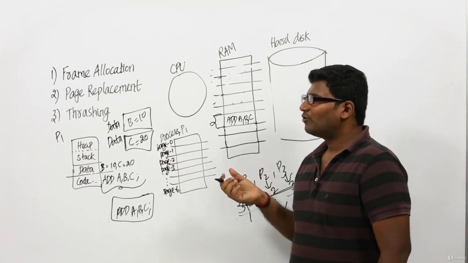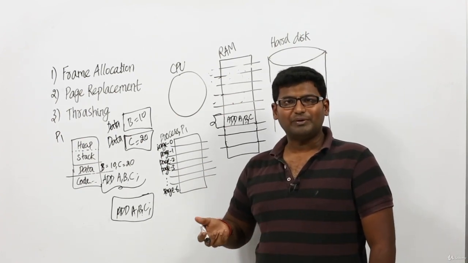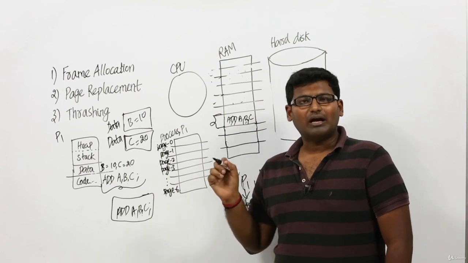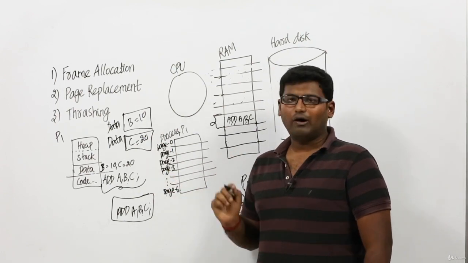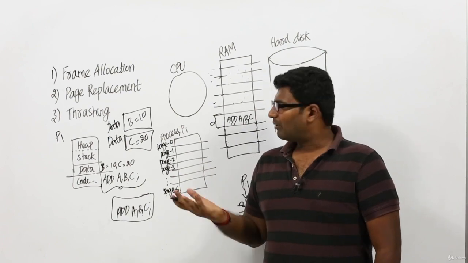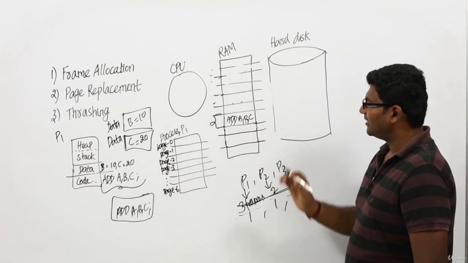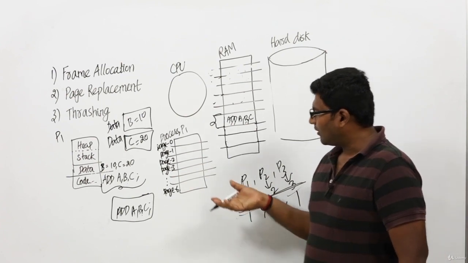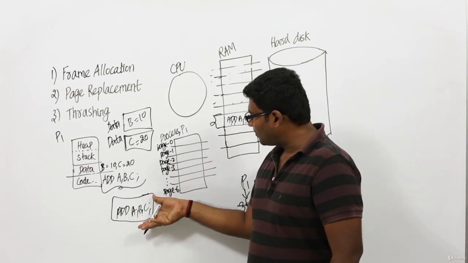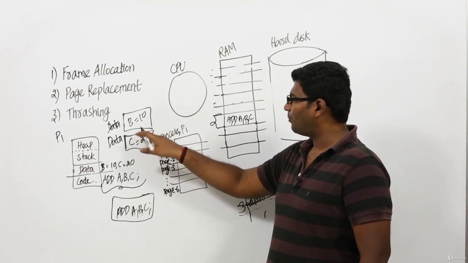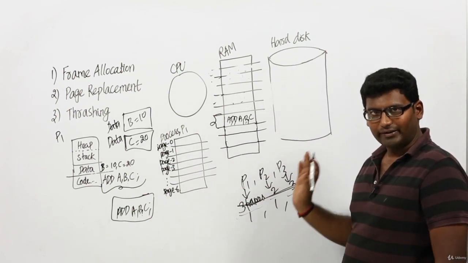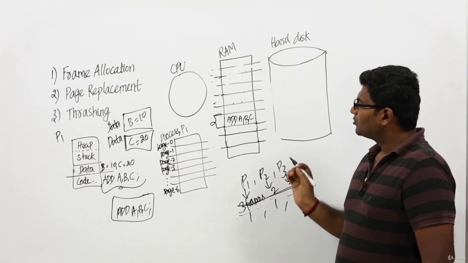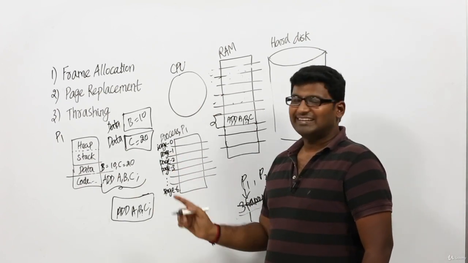Which means after going to the page table entry, the present or absent bit, we will come to know that the pages containing the values of B and C are not present inside the RAM, right? Because we have only one frame assigned to this process, and in that one frame we have placed this page, so there is no space for these two pages, and so these two pages are present inside the hard disk right now. Fine. So this will result in a page fault.